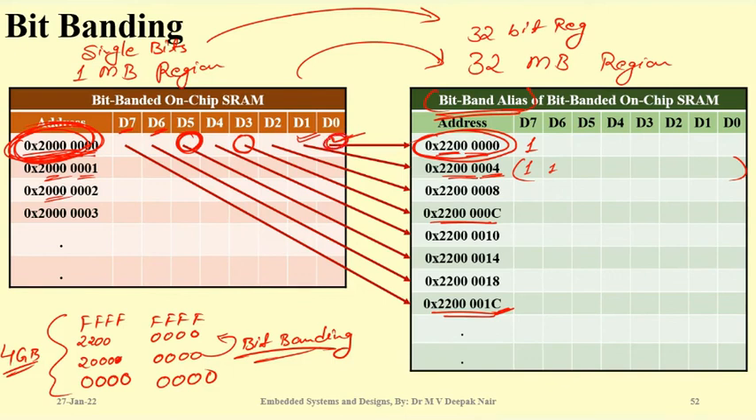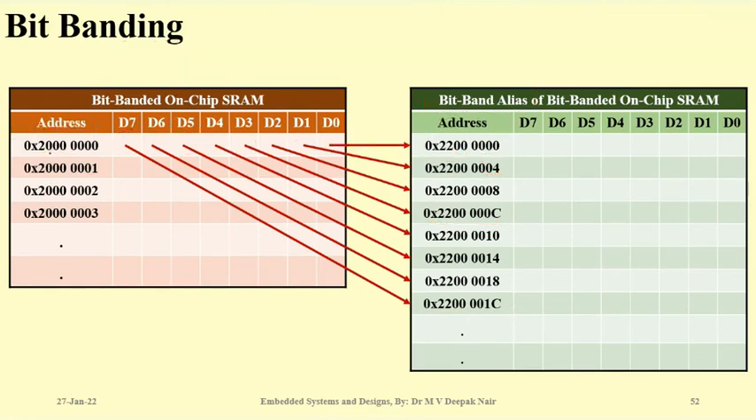Each individual bit is allotted a 32-bit register. This is called bit banding. Each bit has got its own address. Understood what I mean to say? It is not that this is just one address, right? D7, D6, D5, D4, these are all part of this address. Clear? These are all the registers of 2000. Now, even the smallest bit has got its own address. Keep this in mind.